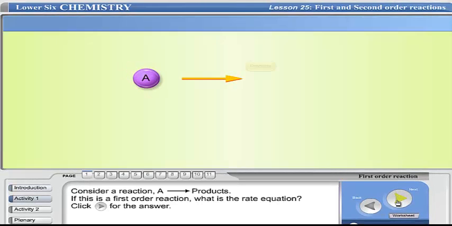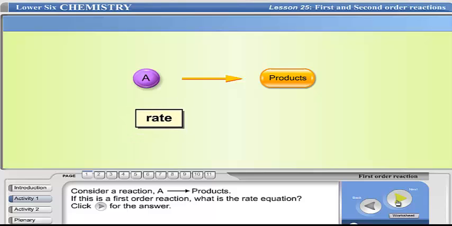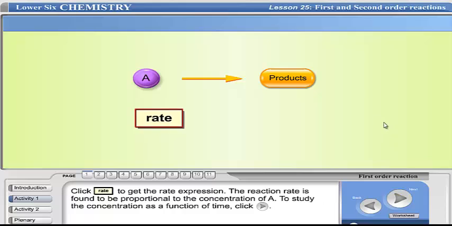Consider a reaction A gives products. If this is a first-order reaction, what is the rate equation? Click Next for the answer. Click Rate to get the rate expression. The reaction rate is found to be proportional to the concentration of A. To study the concentration as a function of time, click Next.